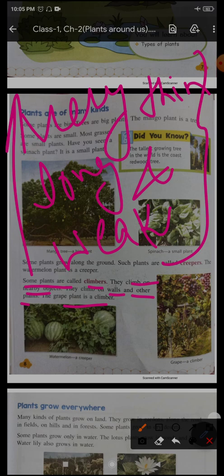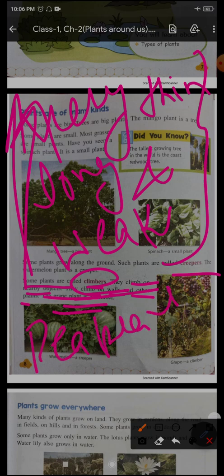But what is the difference between these two? The climber can use external support. Here you can see they use external support to grow vertically and carry their weight, but the creeper is unable to carry its weight, and can't stand straight even with the help of any support. But climbers, as the name suggests, climb with the help of external support and can stand straight in an upright direction. Examples of climbers are pea plant, money plant, jasmine, bottle gourd, cucumber, or beans. These are all examples of climbers.